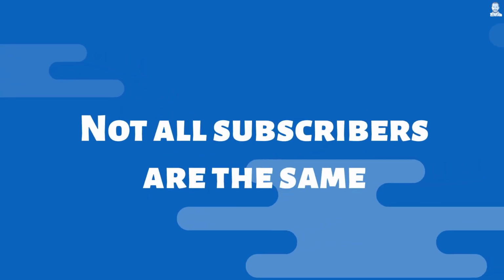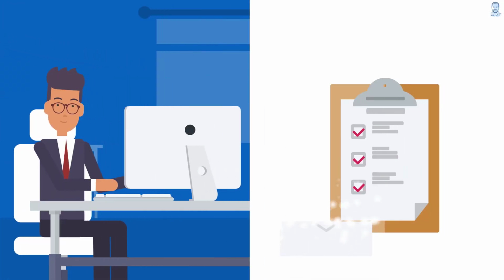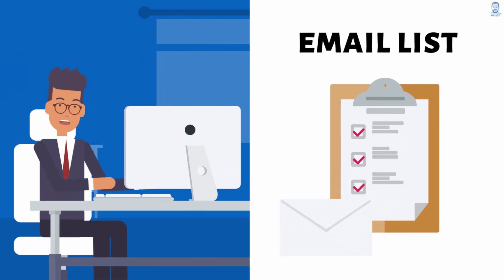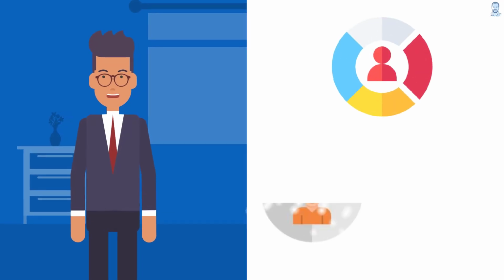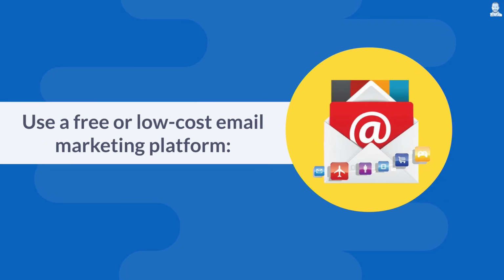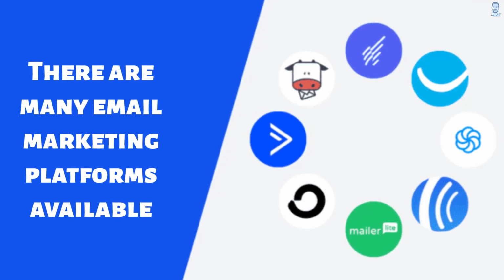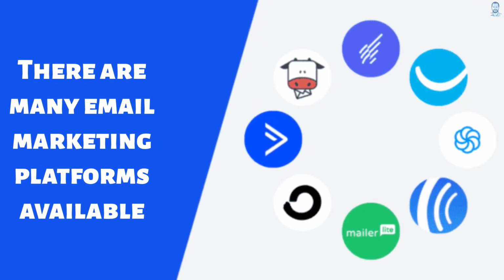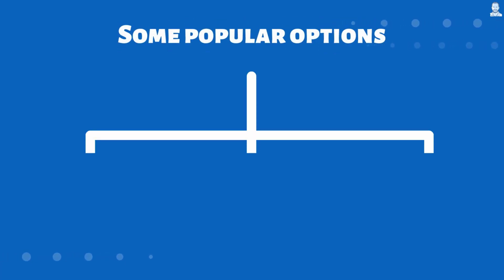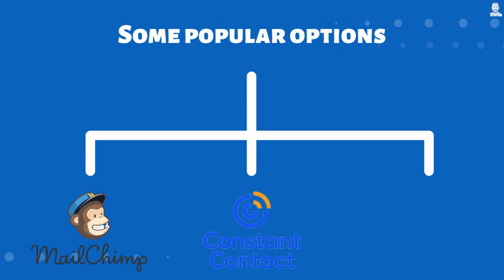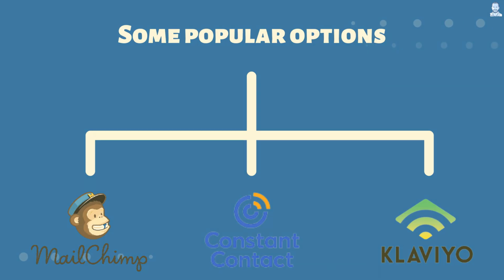Segment your email list. Not all subscribers are the same, so it's important to segment your email list based on factors such as demographics, behavior, and interests. Use a free or low-cost email marketing platform. There are many email marketing platforms available that offer free or low-cost plans for small businesses. Some popular options include MailChimp, Constant Contact, and Klaviyo.